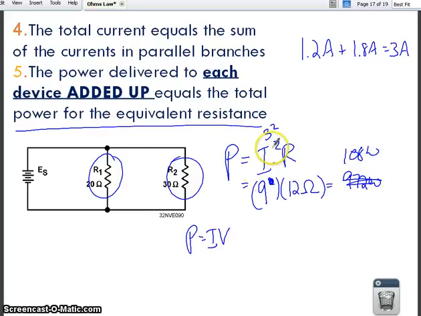Okay, so this is my total current. This is my total resistance. I get 108 watts. So let's do P equals I times V for each resistor. The current through the first resistor was 1.8 amps, and we have 36 volts.